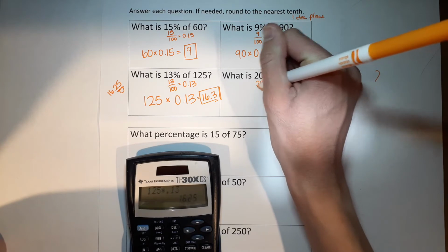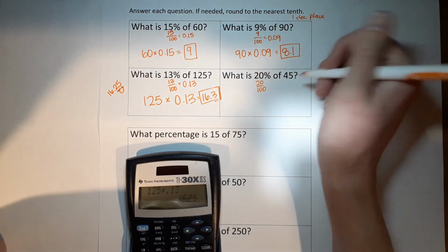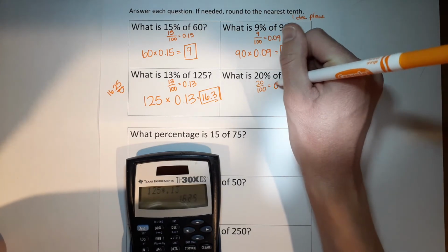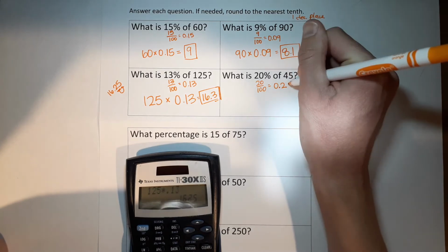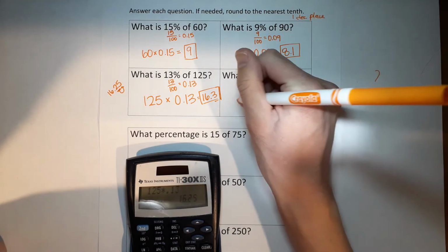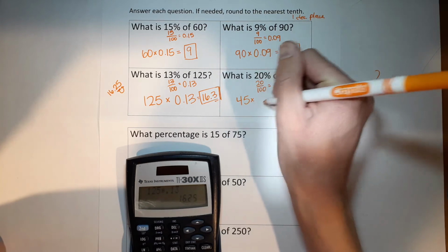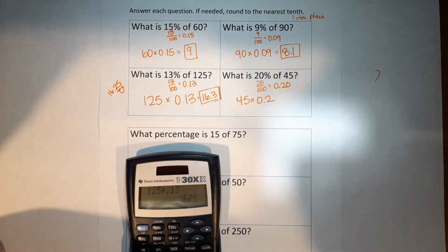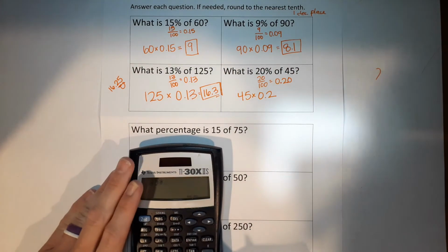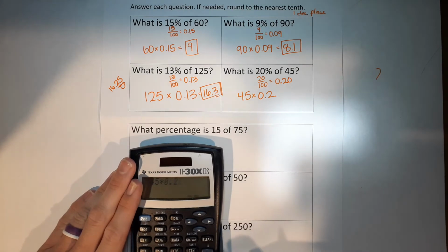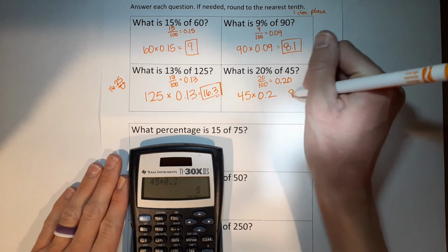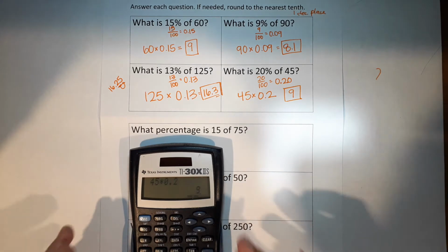All right, 20% of 45. 20% means 20 over 100. And as a decimal is 0.2 or 0.20, same thing. So I'm going to take 45 times 0.2. 45 times 0.2 gives me 9. Look at that.